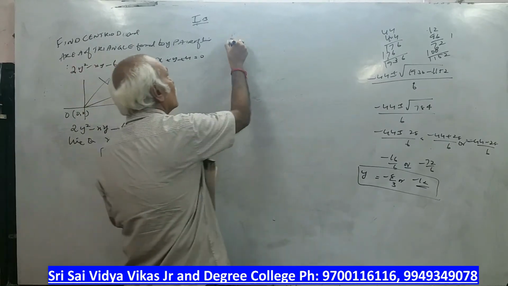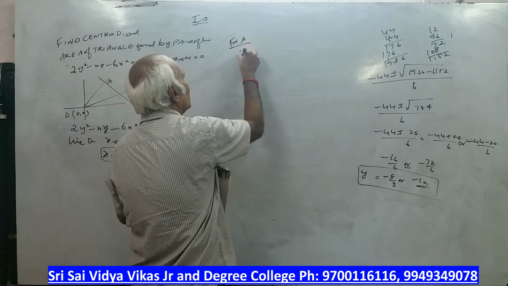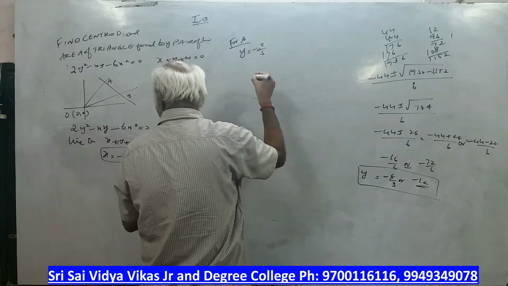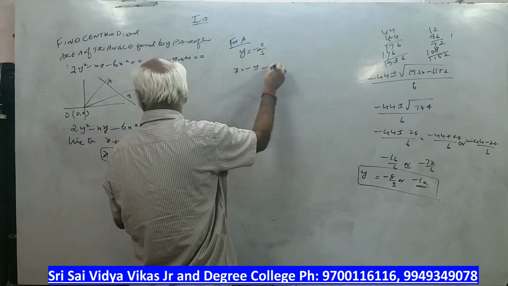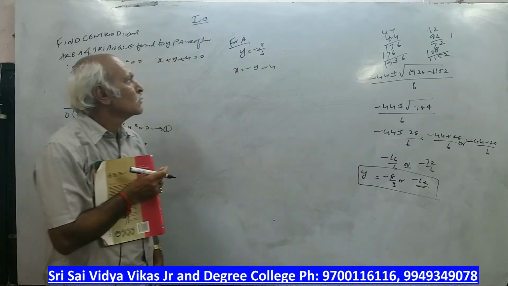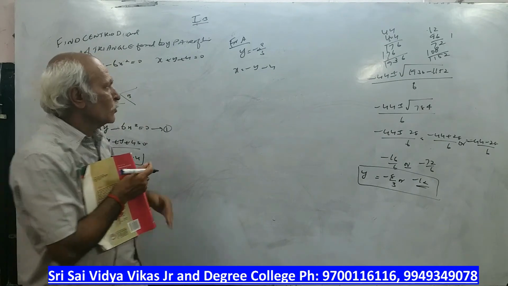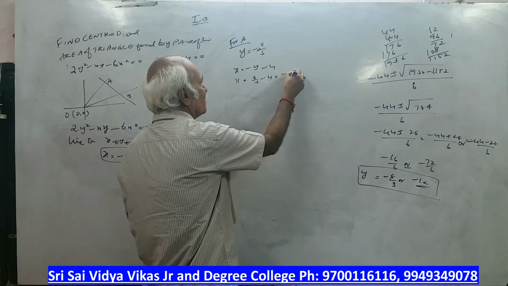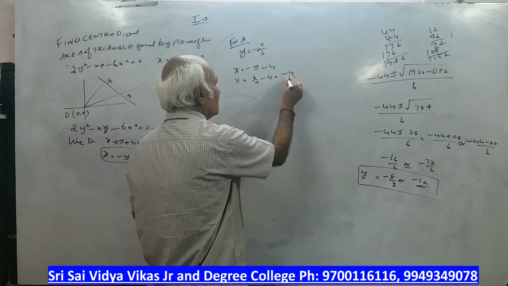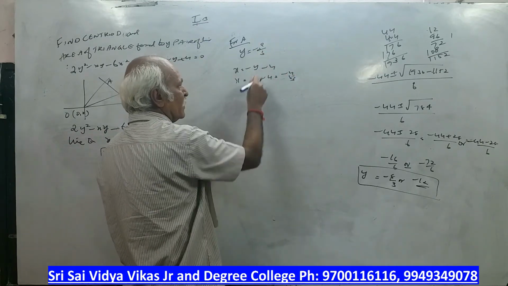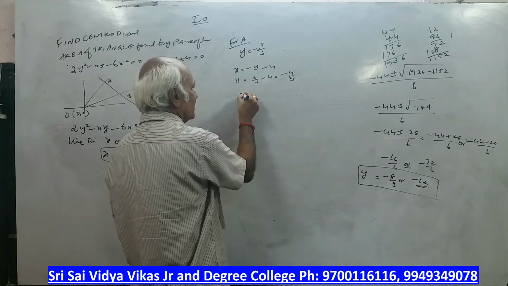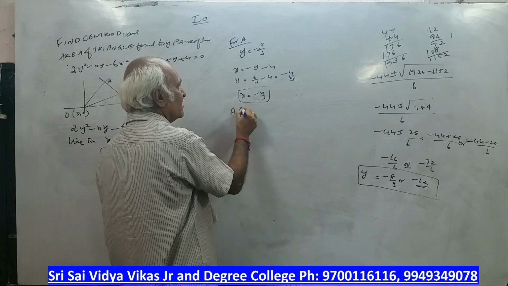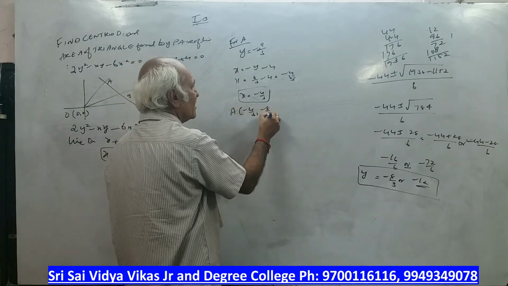For A, y is equal to what? Minus 8 by 3. And what is the x value? Minus y minus 4. So x is equal to 8 by 3 minus 4, which means minus 4 by 3, because minus of minus becomes plus. Therefore A point is minus 4 by 3, minus 8 by 3.